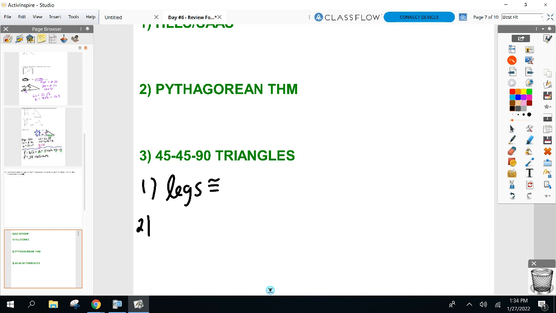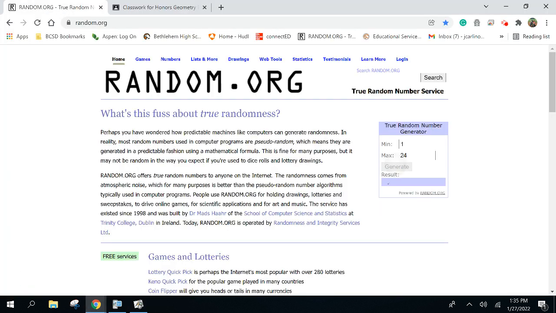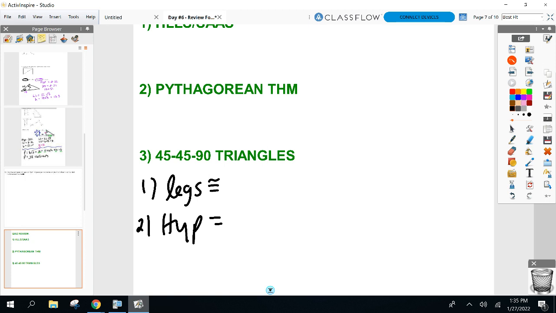Legs are congruent. Remember that. Legs are congruent. There's no shorter, there's no longer. There's 2 legs and they're equal. Hypotenuse. What's the deal? How do you find the hypotenuse? 11. You still do leg times that. That's it. Okay.